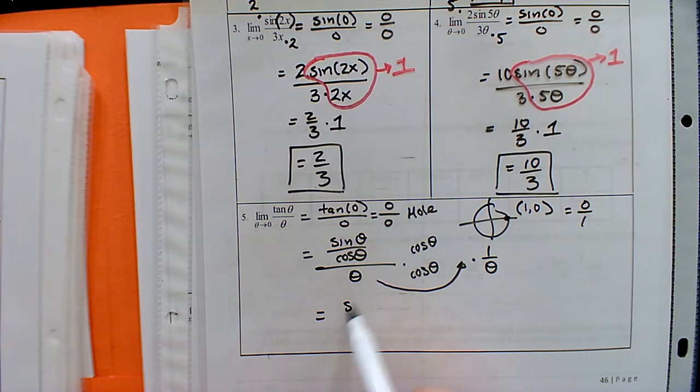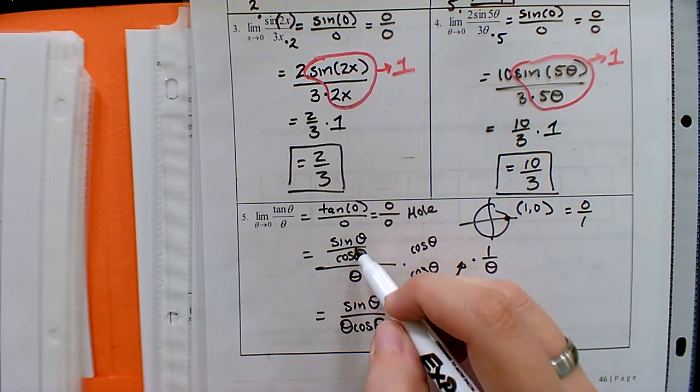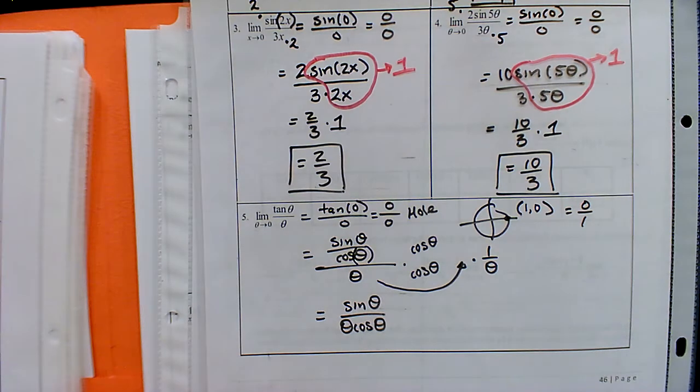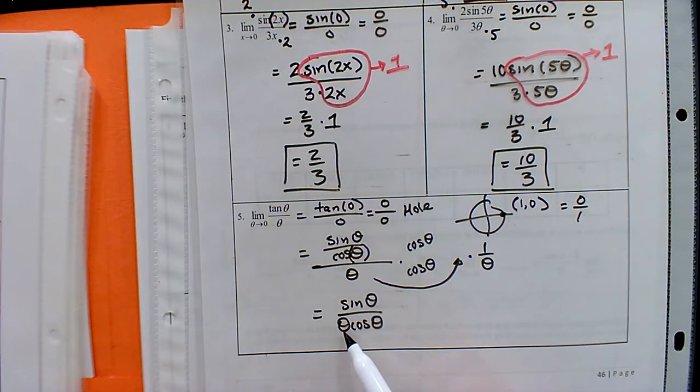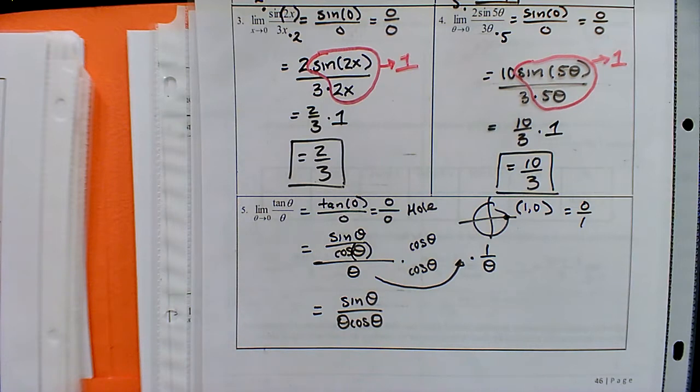Okay, so we're going to have sine theta over theta cosine theta. You can't multiply the thetas together. Again, there technically should be a parenthesis around that theta holding it captive. Okay, you can't do anything to it. So this theta is going to be out front as a coefficient. Okay, so now we have it as one fraction.